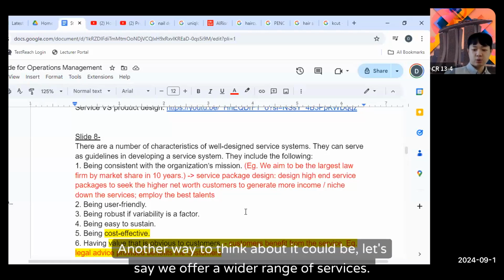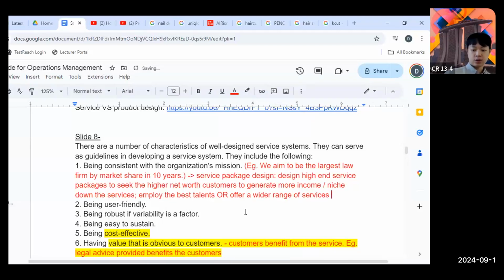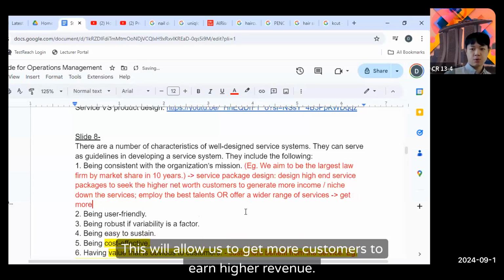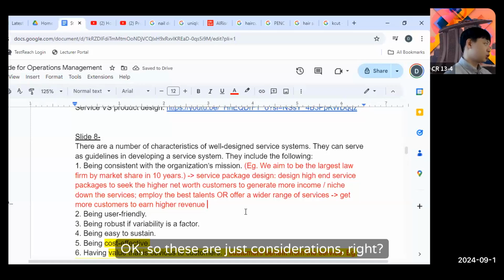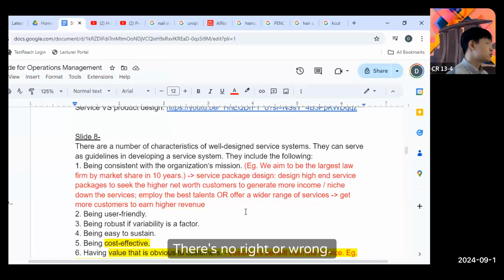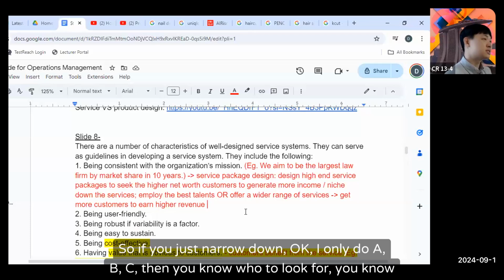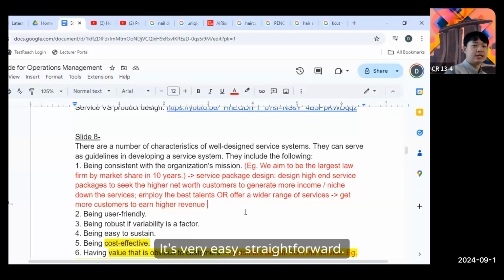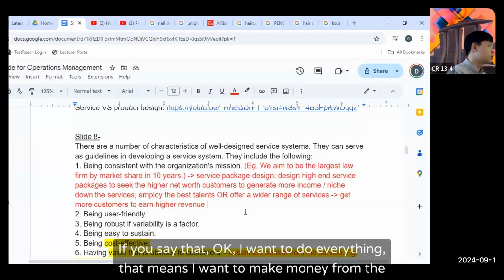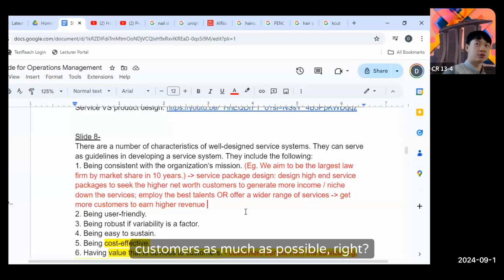Another way to think about it could be, let's say we offer a wider range of services, and this will allow us to get more customers to earn higher revenue. These are just considerations, right? There's no right or wrong. If you just narrow down, okay, I only do A, B, C, then you know who to look for, you know what to do. It's very easy, straightforward. If you say, okay, I want to do everything, that means I want to make money from the customers as much as possible.